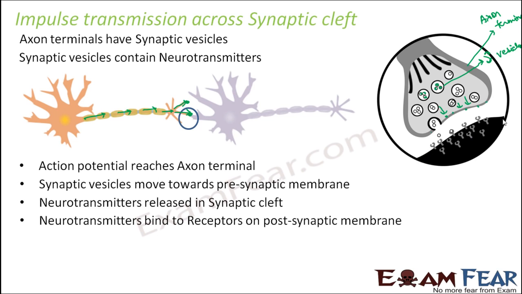Let us suppose this is the postsynaptic membrane, this black colored structure. So here you have the receptors. These receptors will pick up the neurotransmitters from the synaptic cleft and bind to them. Now this binding will open the ion channels, allowing entry of ions which can generate a new potential in the postsynaptic neuron. So this is the process of action potential generation.